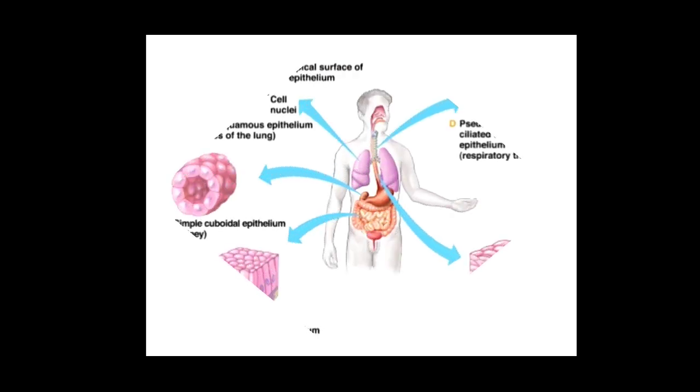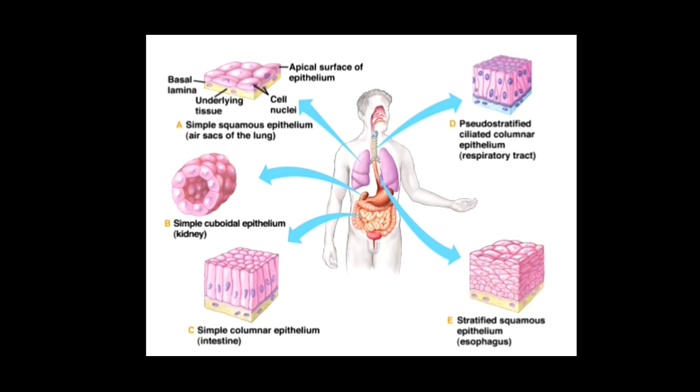So here is a picture which shows you the location of all the different epithelial tissue. Pseudostratified ciliated columnar in the respiratory tract, stratified squamous in the esophagus, simple columnar in the intestine, simple cuboidal in the kidney, and simple squamous in the alveoli of the lungs. Now, these are only some of the epithelial tissues. There are many, many more modified epithelial tissues also.